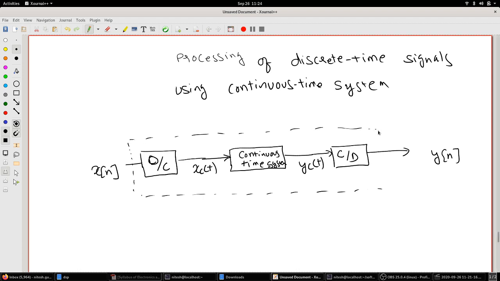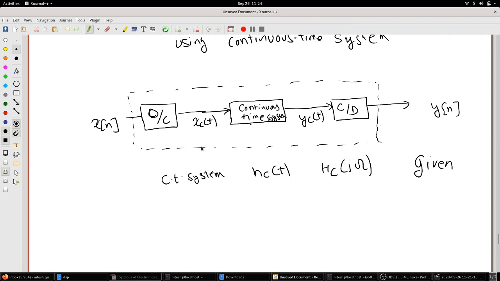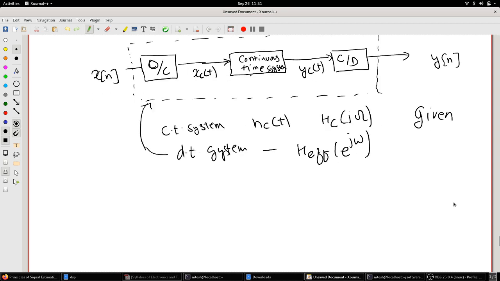Okay, so we are looking at it assuming that this continuous time system given to us has got an impulse response of hc of t, and it's got a frequency response of hc of j omega. This is given. Now what we are trying to find out is what will be the impulse response of such a system, because you know that this system behaves like a discrete time system. To a person who is looking at it as a black box, this acts like a discrete time system, although internally it has converters, and we want to find out what will be the effective H of e raised to j omega for such a system.